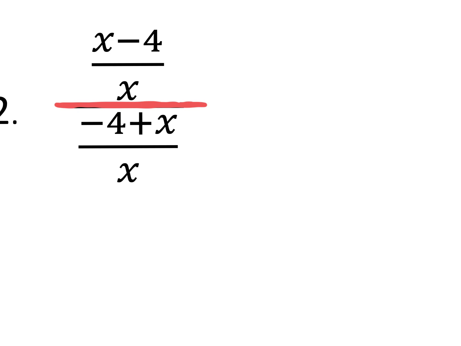So the first fraction, I'm just going to rewrite it, x minus 4 over x. I do have that fraction divided by, in red, this second fraction, negative 4 plus x over x, right? I'm going to write this fraction, but you know what? This looks weird to me. I like seeing x first before numbers. So I might as well switch the order. This is a positive x, and this is a negative 4. So I'm going to write it that way.